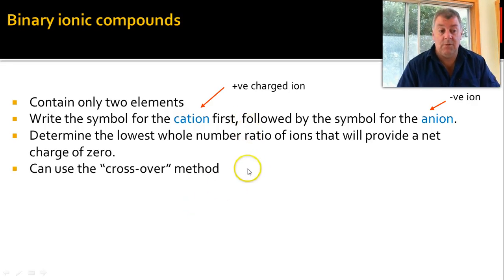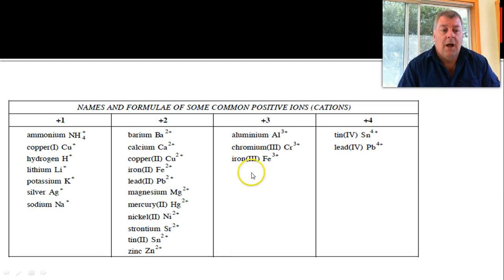One technique that we're going to show you is the crossover method that we use to work out this lowest whole number ratio. Now, where do we get these ions from? Well, on your formula sheet you've got a table of cations, and if you forget what cations means, it's positive ions, and they're in columns. So these are all +1 ions, +2 ions, +3 ions, and +4 ions. These are the only ions we're allowed to use in tests and exams. There are other ones. If you look in your textbook, there's a slightly different table, but these are all common ones that we'll be using.